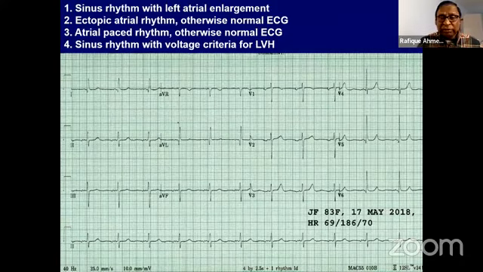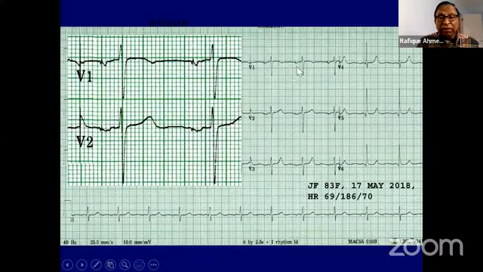How about this one? I'm going to go over this quickly. Again, this is the same pattern. It's a little bit more clear. You can see in lead V1, there is a tiny pacing spike. It's so small, it's difficult to see, and that's why you have to pay attention. So when I magnify this, I have magnified V1 and V2, and you can look at the pacing spike.